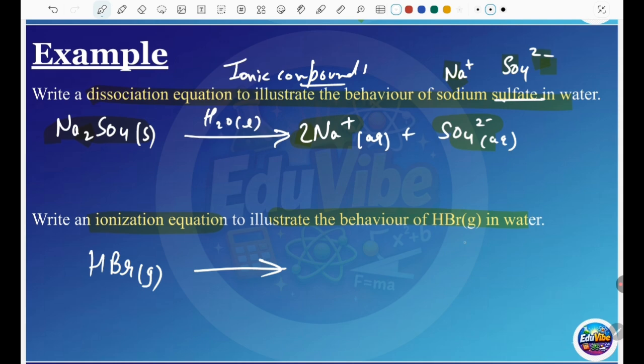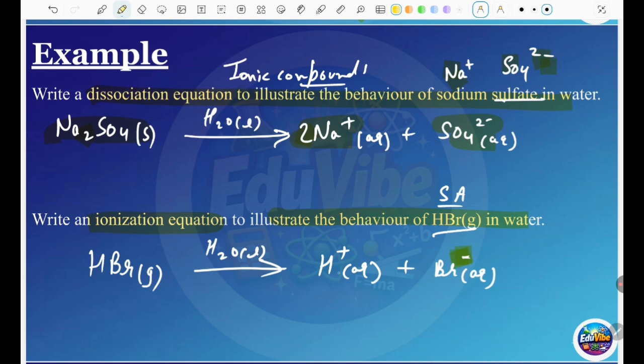But for now, this is a strong acid, and you have to ionize this, releasing the hydrogen ions, which is H positive plus Br negative. Make sure you know the sign of Br: is it a cation or an anion? In this case it is the anion. So you have to know this.